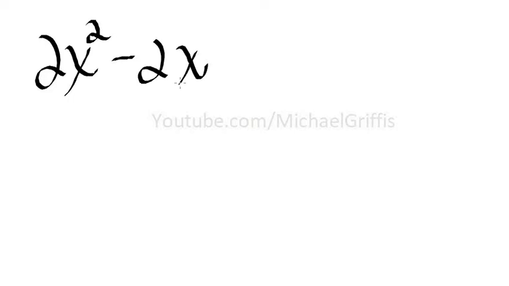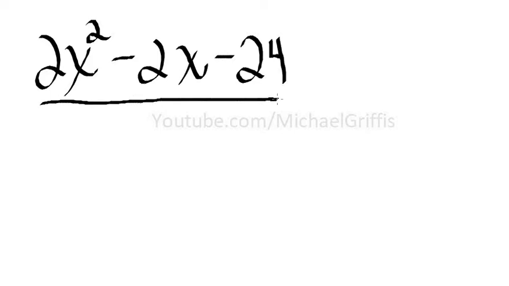What else we got? Oh, I got lots of them. Lots of problems. Let's see here. What about this one? 2x squared minus 2x minus 24. And that's going to be all over 6x minus 24.